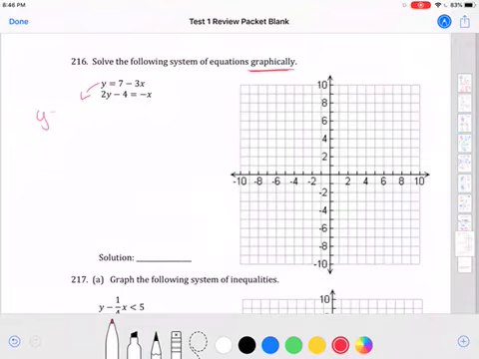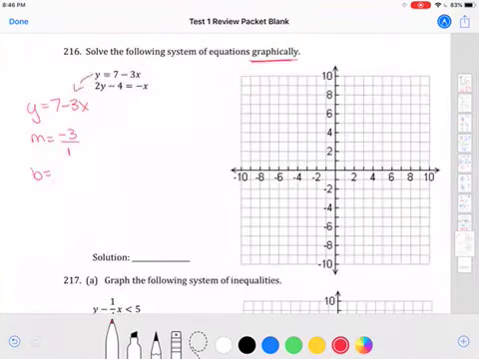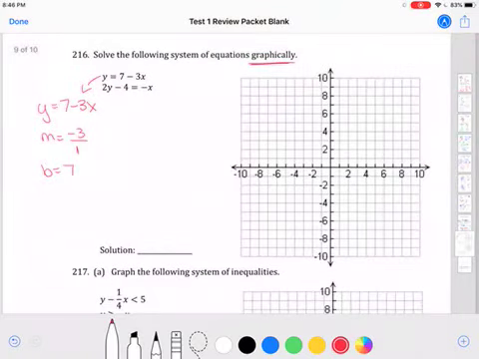same grid. So my first one is y equals 7 minus 3x, which is kind of nice. It's already in that y equals mx plus b form, so I'm good to graph it. M is the number in front of x, which is a -3. I want it to be a fraction, so I put it over a 1. And b is the number by itself, which is 7. So I graph it just like I graphed those other equations. I'm just going to do it one at a time.